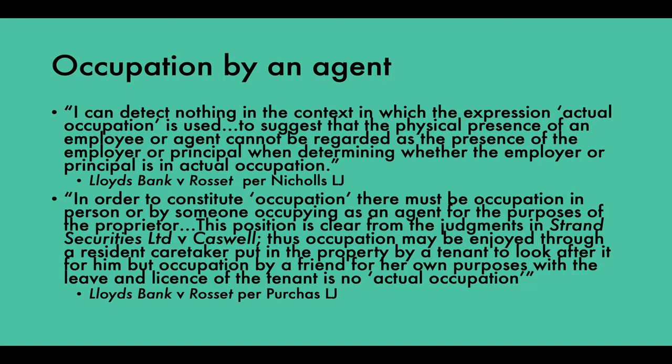Thus, occupation may be enjoyed through a resident caretaker put in the property by a tenant to look after it for him, but occupation by a friend for her own purposes, with the leave and licence of the tenant, is no actual occupation. So really this is saying that in some circumstances and scenarios it is possible for occupation to be established through an agent, and in Lloyds Bank and Rossett that was through a builder.